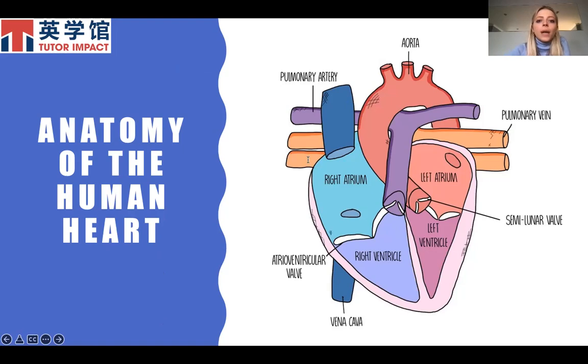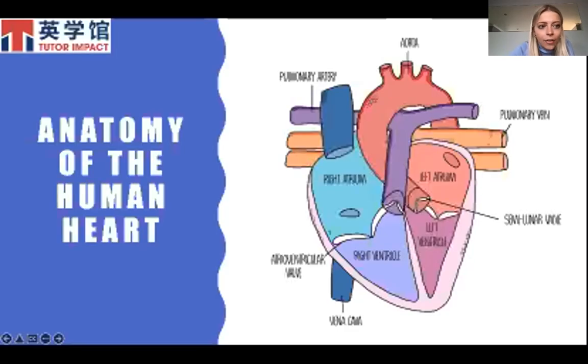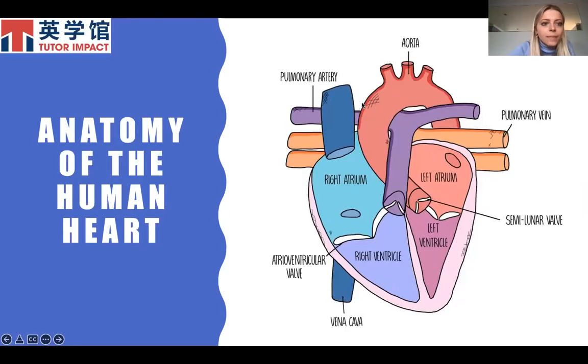takes oxygenated blood from the left side of the heart to the rest of the body, where the aorta then takes it. So looking at this diagram, we can see that blood will start in the left atrium, it goes down into the left ventricle, and then it goes up through the main artery into the aorta, where it is then carried to the rest of the body.